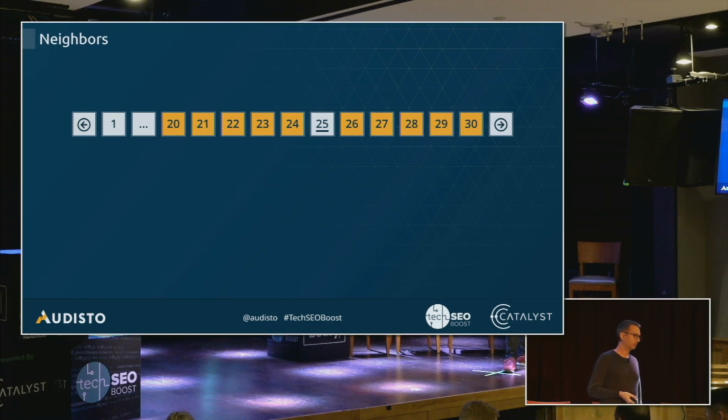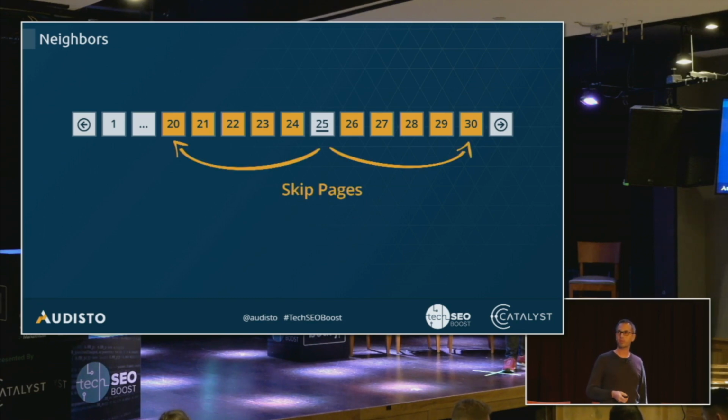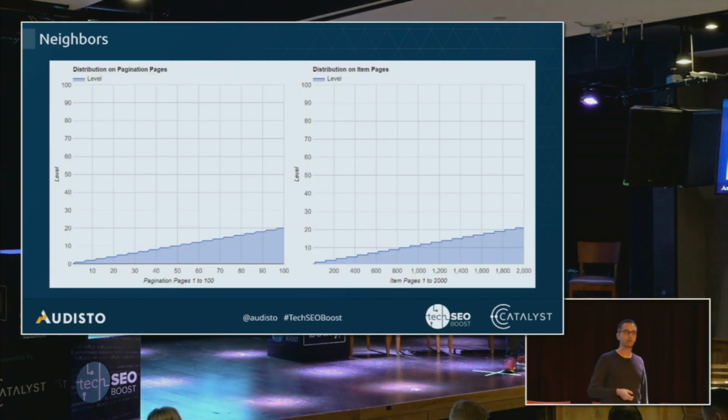The next one we looked at is neighbors. It means that instead of having just the previous and the next one, we allow the user to skip a couple of pages. And if we look at the level architecture for that, you can see that we now have more pages on the same level. This is because we discover multiple pagination pages and item pages at the same point then.